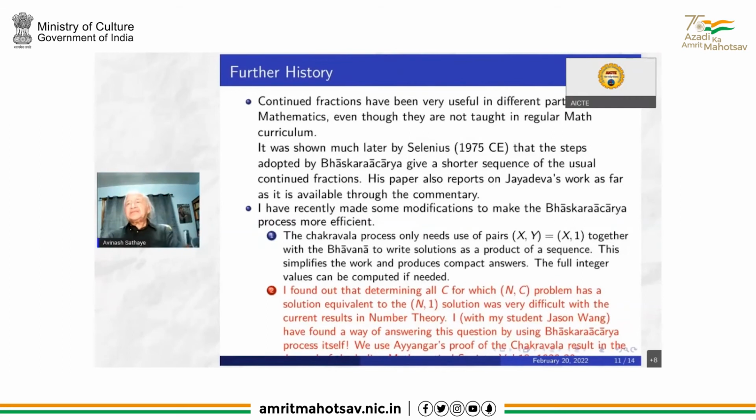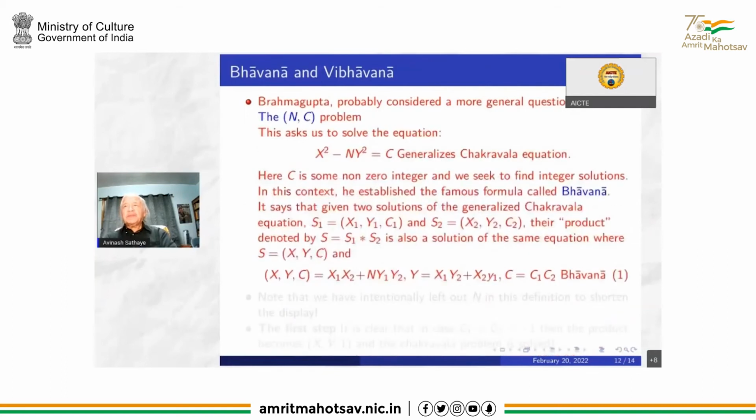Well, let me just say from memory. So we use Iyengar's proof for the Chakravala process, and from that we gave a complete solution to the NC problem, which C's have a solution.